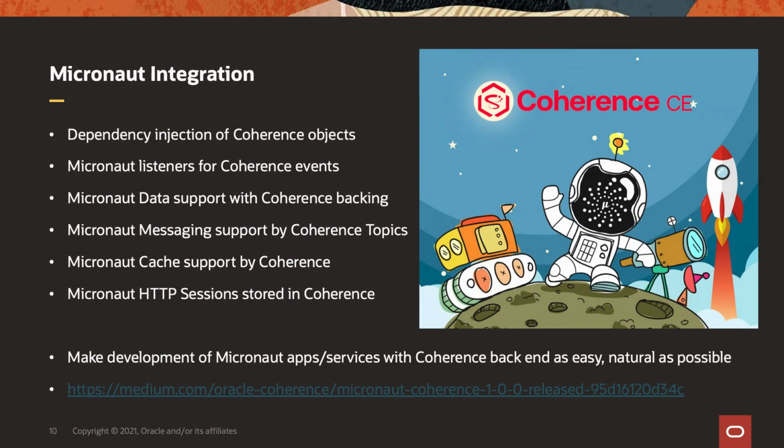And then detail on the Micronaut integration, I already described a little bit. You can dependency inject Coherence objects into Micronaut microservices. You can add Micronaut listeners for Coherence events. You can have Coherence backing Micronaut Data. Micronaut messaging integrates with Coherence topics.